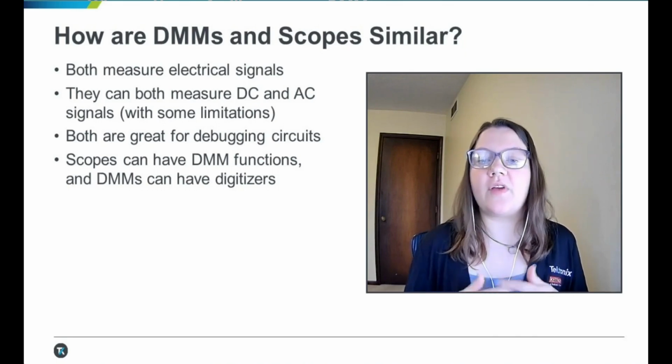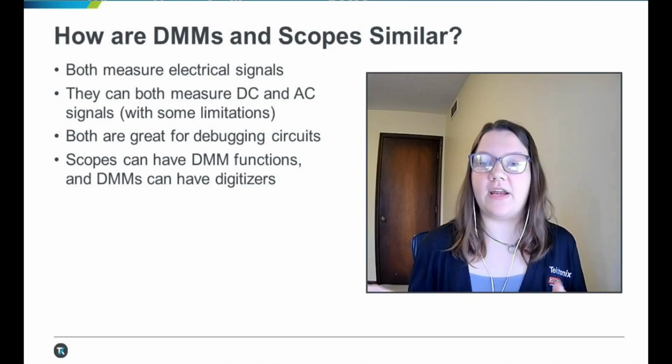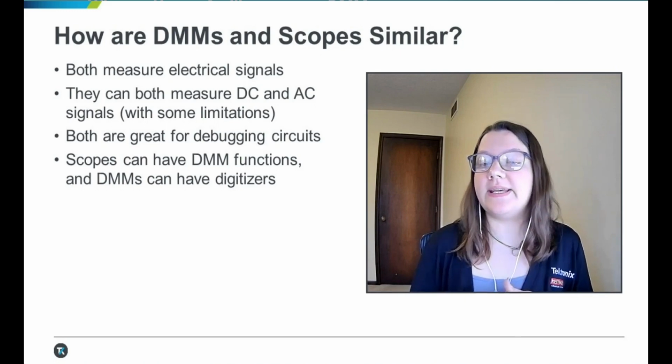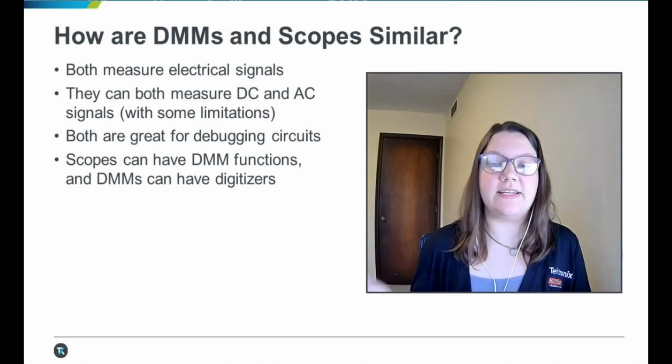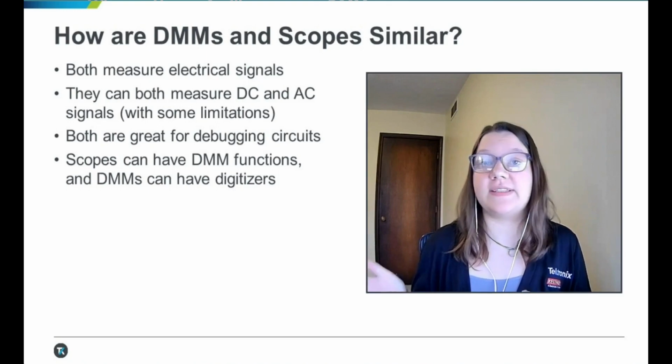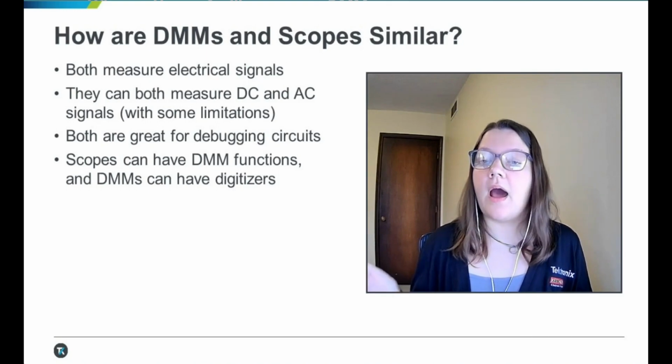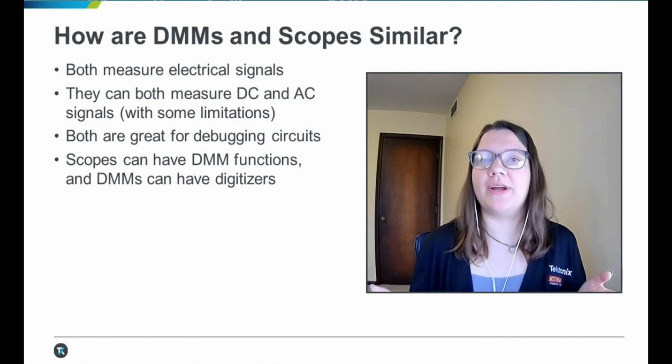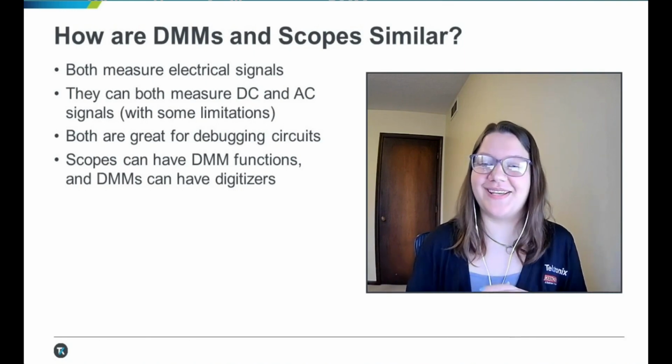So both of these tools are measurement devices. Standard versions of these instruments don't provide any sourcing capability. They can be used to measure both DC and AC signals, but obviously DMMs have some limitations. They can't do everything that scopes can, but scopes can't do everything DMMs can. Otherwise, there'd be no point to having two separate tools.